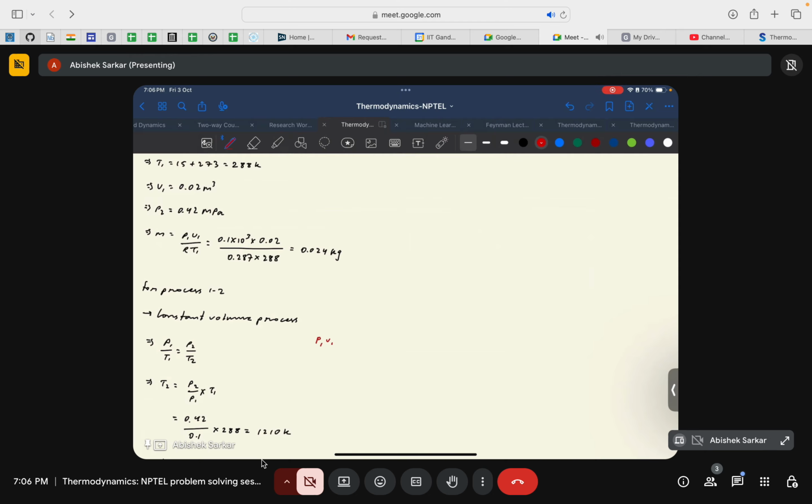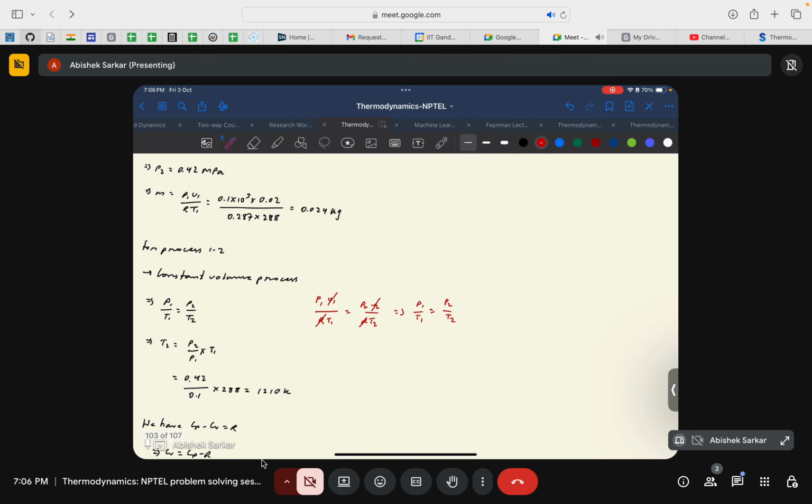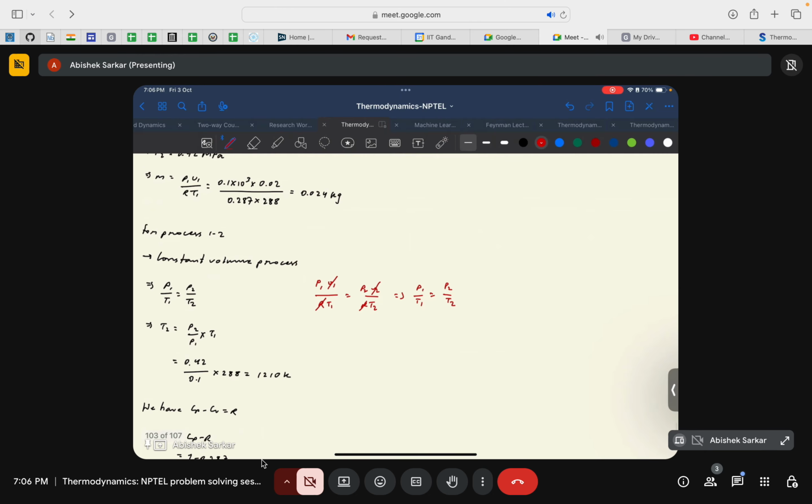P1 V1 by R T1 would be equal to P2 V2 by R T2. So V1 and V2 are equal, constant volume process, R is the specific gas constant, so we will get P1 by T1 is equal to P2 by T2. So from that you can easily find T2 as P2 by P1 times T1, or T2 as 0.42 by 0.1 times 288, or 1210 Kelvin.